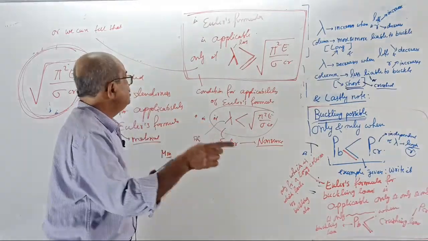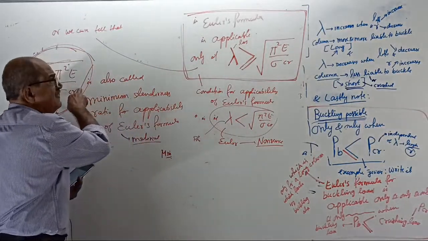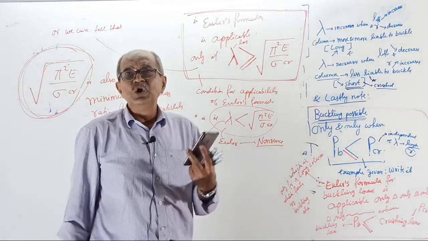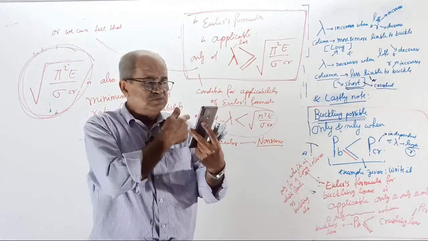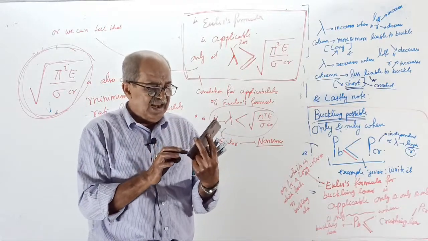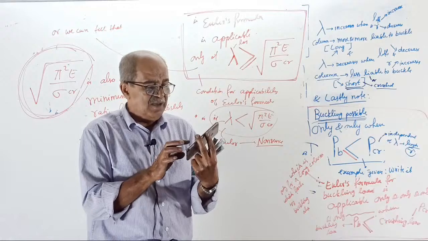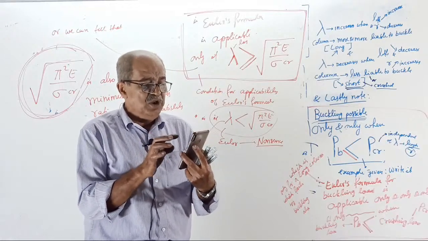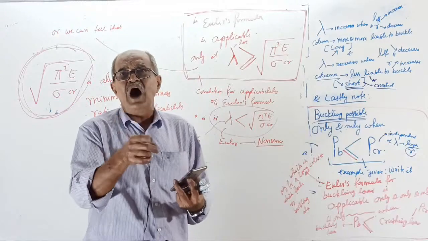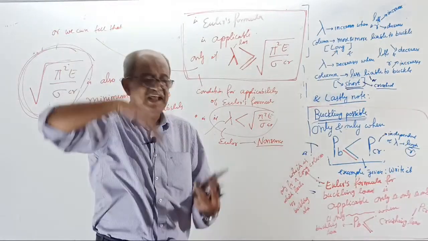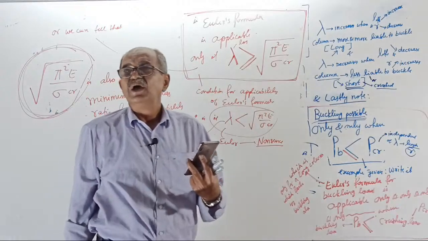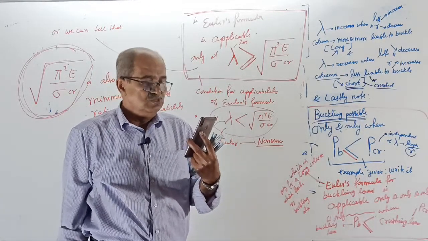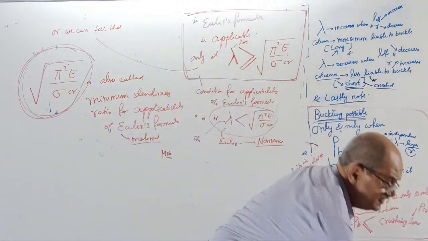So you want your lambda to be more than this value. Practically, if it is your column, in your own building, do you want a column to have a high slenderness ratio? Tell me. Do you want a slender column in your building? No. This is negative.